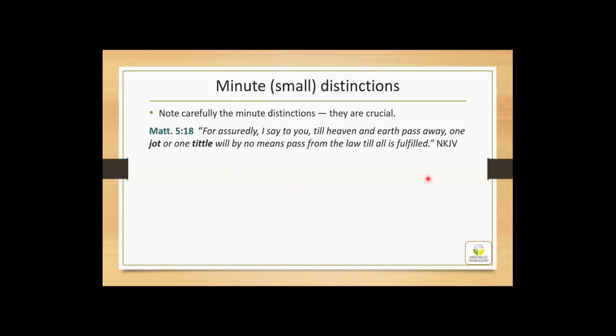I've got the ESV. Okay, read it for us, please. It says, for truly I say to you, until heaven and earth pass away, not an iota, not a dot will pass from the law until all is accomplished. Right. So not a dot, not a jot, not a tittle, not that little stripe. Nothing is going to pass from the law till all is fulfilled. That's very important. The Lord regards his commands as very, very important.